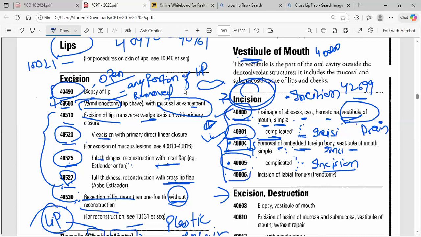Next, we have 40806, incision of labial frenulum. It is also known as frenotomy. Whenever there is the suffix otomy, that means only an incision has been performed, nothing else. The doctor only did the release or just marked the incision there. So whenever there is an incision on the labial frenulum, then we are going to code 40806.